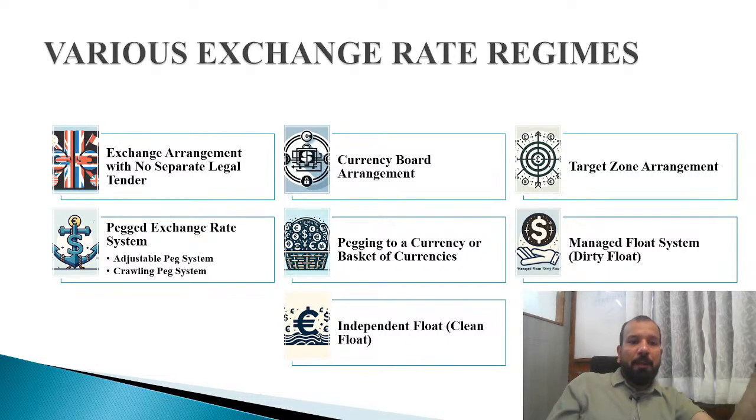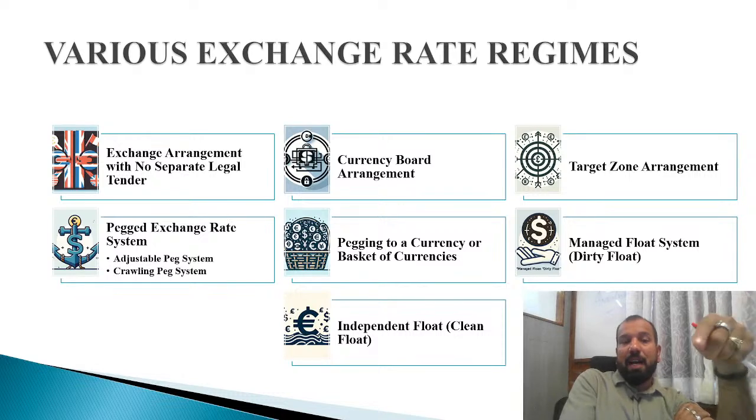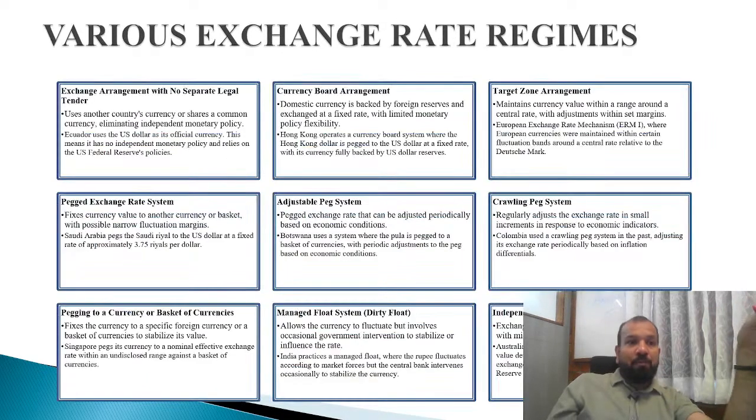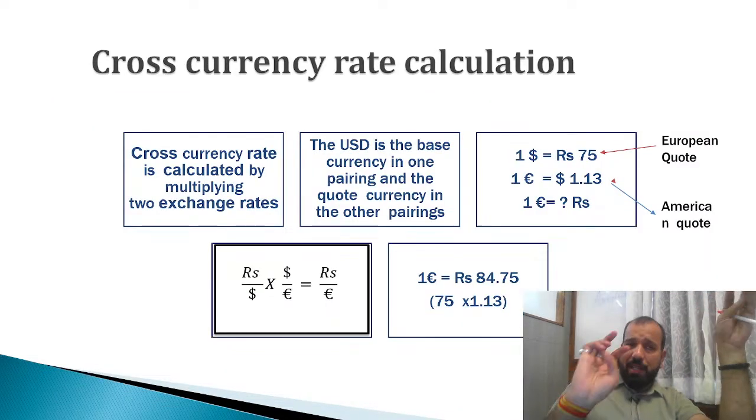Third is currency pegging and currency basket. When two or more currencies are mixed to make one new currency, that is called a currency basket or currency pegging. SDR, the special drawing right, is an example of a currency basket or currency pegging. This is very basic. We have already discussed it. You just need to understand fixed and flexible.